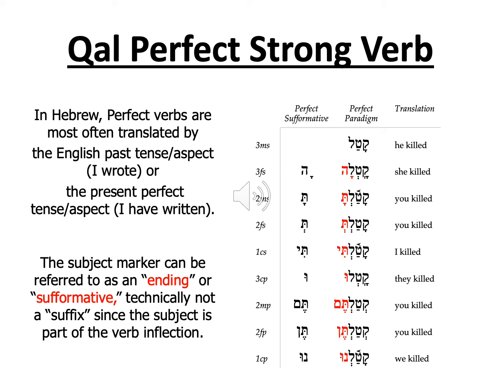Again, this is the most basic chart, and it should be learned. Not necessarily learning the perfect paradigm by heart, but learning all the subject endings by heart, and learning what happens when you put them on a very basic verb in the kal stem.